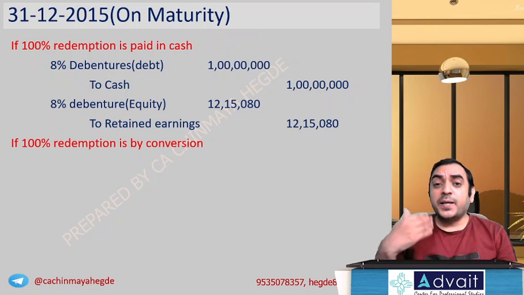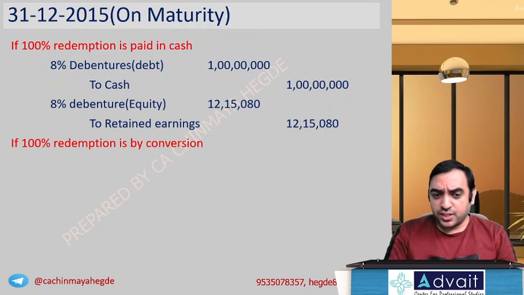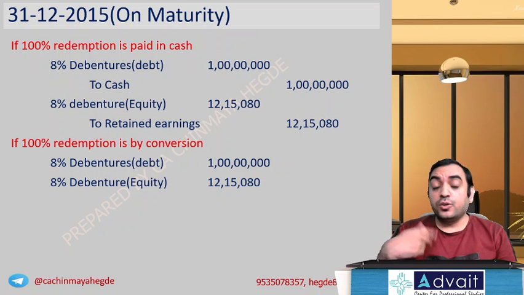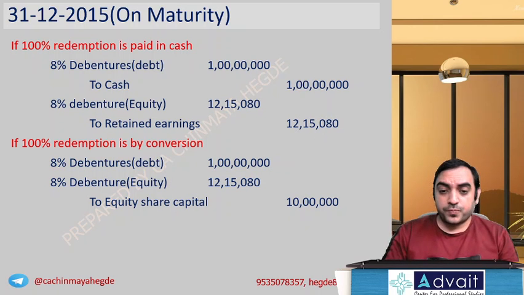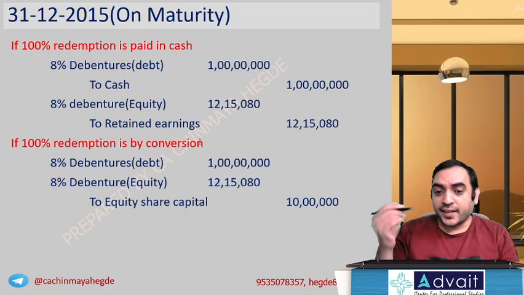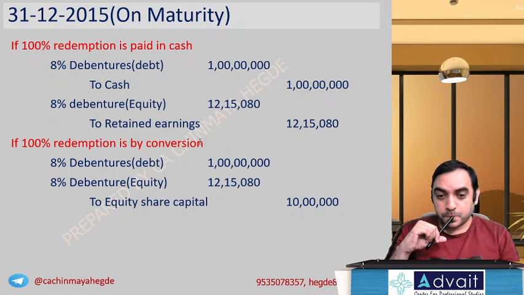Okay. Now, if 100% is done by converting into debenture, then 8% debt will be converted into share. And how many shares we discussed? It is issued at what ratio? It is at a face value. I told you to take it at 10 rupees. And the ratio is 1 is to 1.